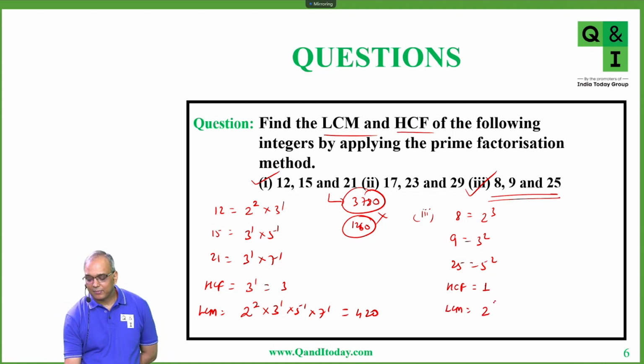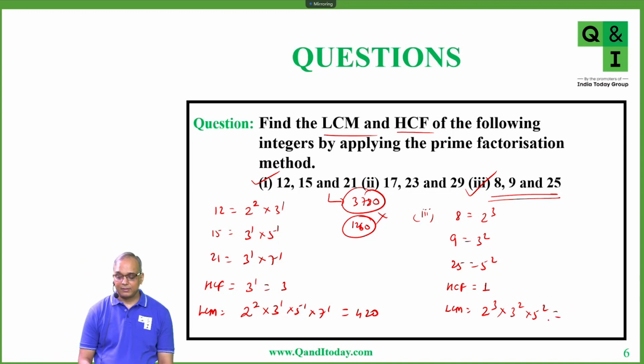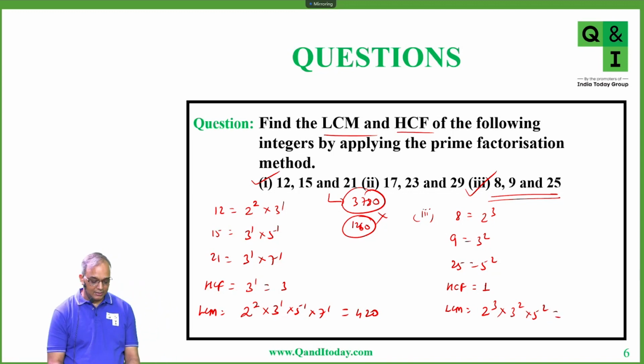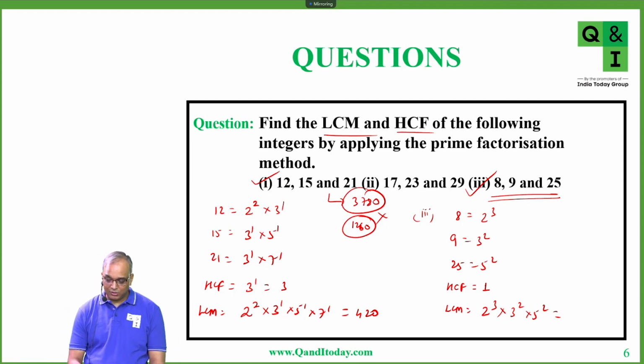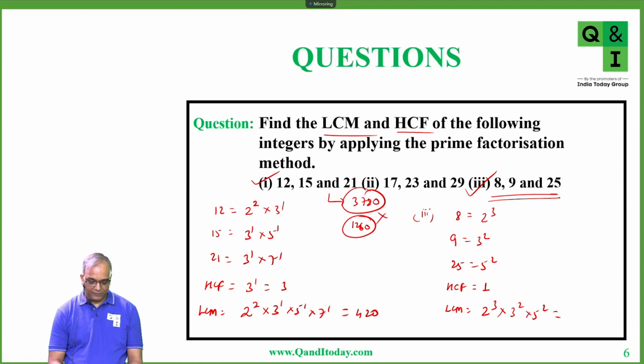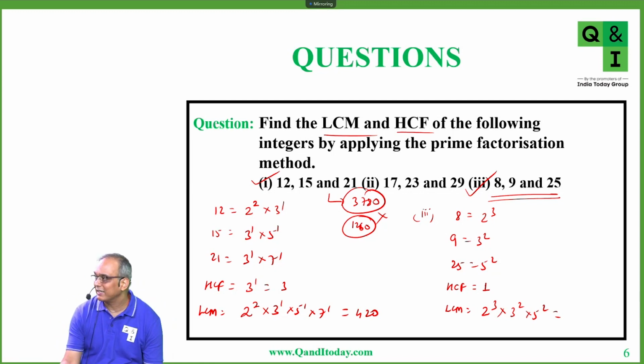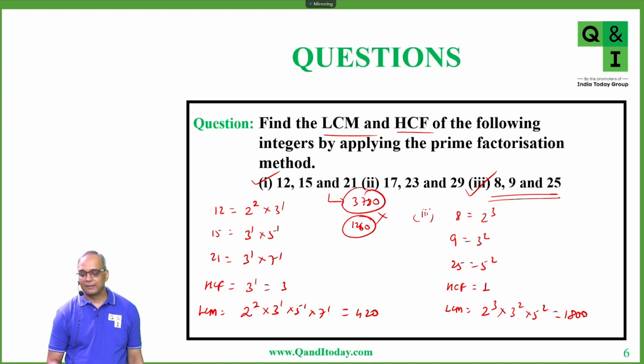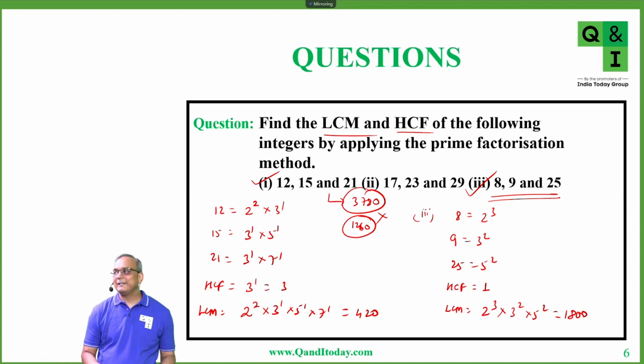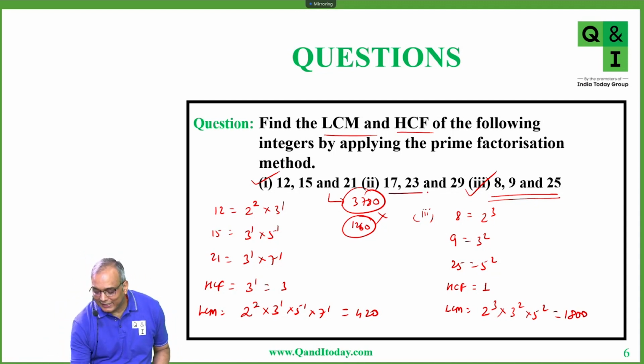LCM, product of all three. 2 cube, 3 square, 5 square. Right? 2 cube is 8. 3 square is 9. So 8 into 9 is 72. You multiply 25 to it. So 1800 is your LCM. Yes, very good. Is it clear?